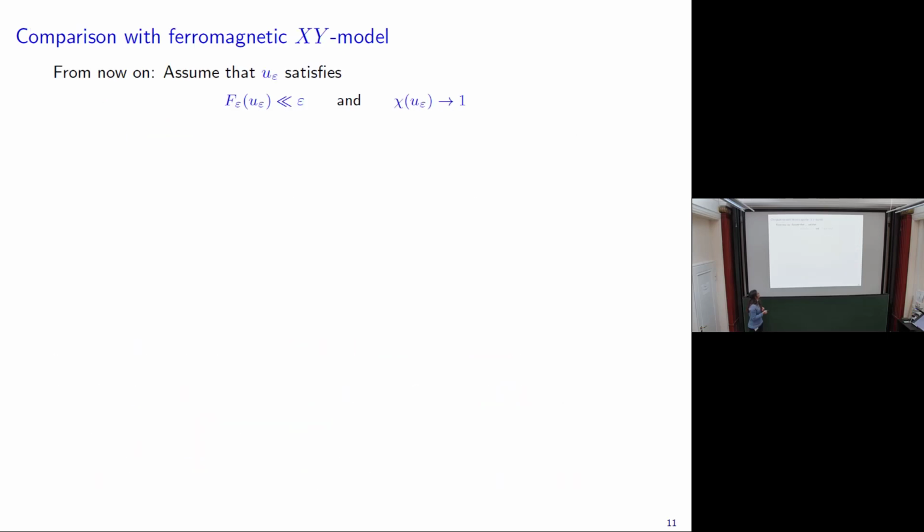From now on, I will always assume that my u epsilon is a configuration that deviates from the ground state by an amount less than epsilon. So we will see the epsilon squared log epsilon, but we'll also see an epsilon squared. In general, these are the sequences that I'm considering from now on. And in addition, I'm assuming that my chirality converges to 1.